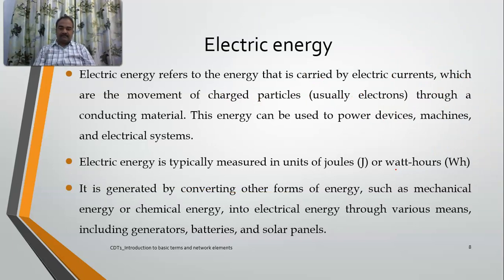And the third term is electric energy. Electric energy refers to the energy that is carried by electric currents, which are the movement of charged particles through a conducting material. And this energy can be used to power devices, machines, and electrical systems, etc., isn't it? Your currents are nothing but charges moving freely, right? So whatever energy they are carrying is referred to as electrical energy. Normally it is measured in joules or watt hours.